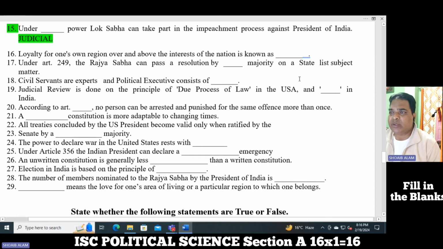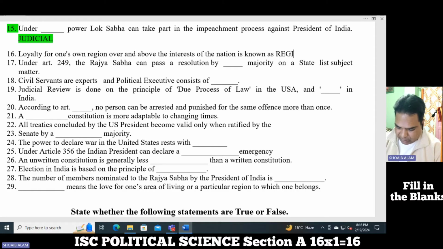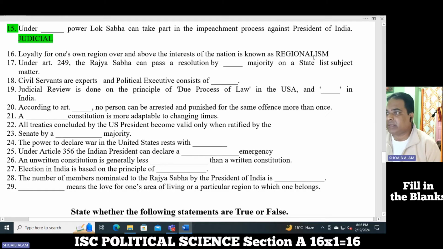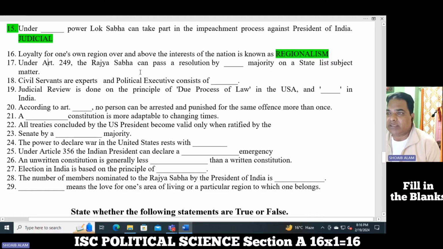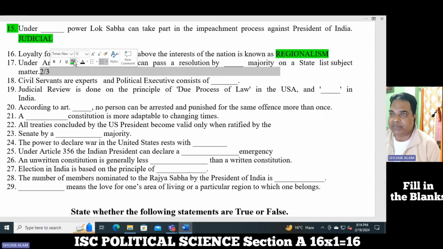Loyalty for one's own region over and above the interest of the nation is known as. So the answer is REGIONALISM. Regionalism. Okay. So the answer is regionalism. Under Article 249, the Rajya Sabha can pass a resolution by dash majority on a state list subject matter. On a state list subject matter, what should be the majority? 2/3. Okay, 2/3. By 2/3 majority.